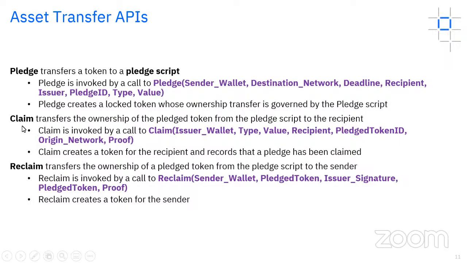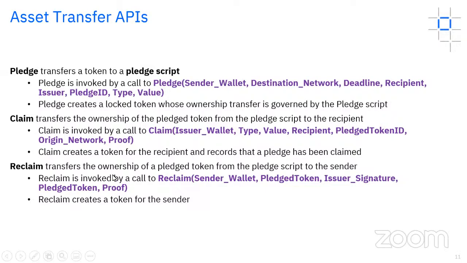Then we have the claim method, and this is invoked by the recipient, and it has a very simple interface again. So we have the issuer, the type, the value, the recipient, the identifier of the token that has been pledged, and the origin network, and then the proof. And here the proof is the proof from the relay network that says that the token has been pledged. The reason we have the proof included in the claim is more for auditability purposes.